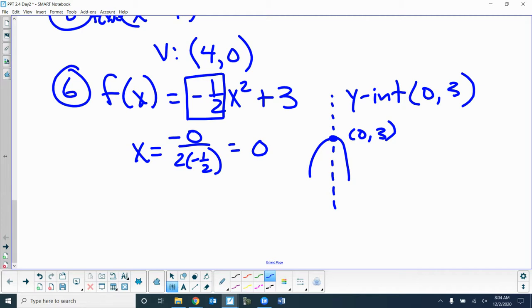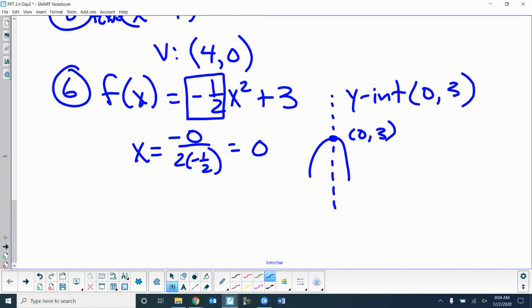Number 15, f of x equals negative 1 times the quantity x minus 2 squared plus 6. So my vertex is 2, 6. My axis of symmetry is x equals 2. And you sketch your graph, and this time it's going down because our a value is negative 1.